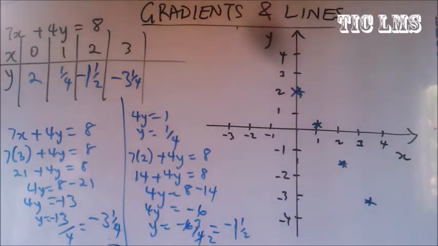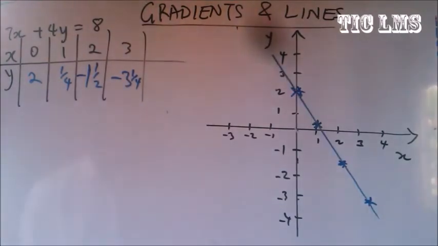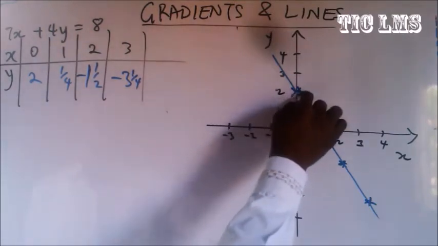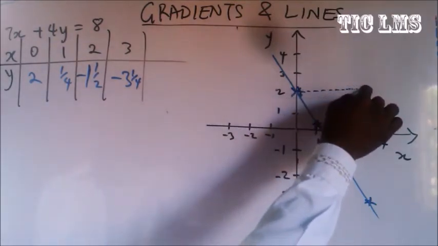And then we'll join our points. We've joined the points, and this is the linear graph of 7x plus 4y equal to 8. So next we have to find the gradient. Now to find the gradient, we can make use of our known points.